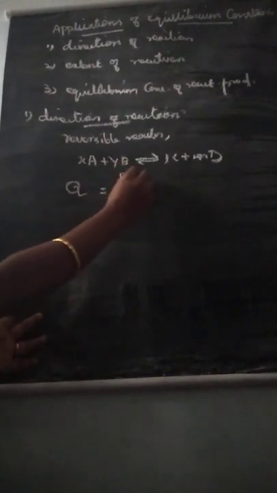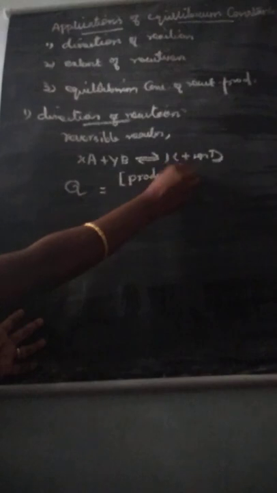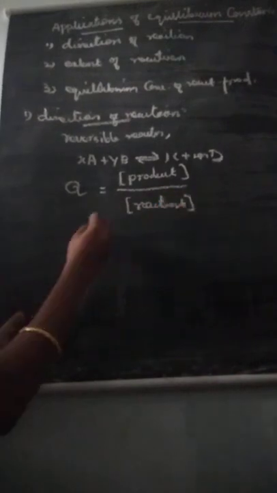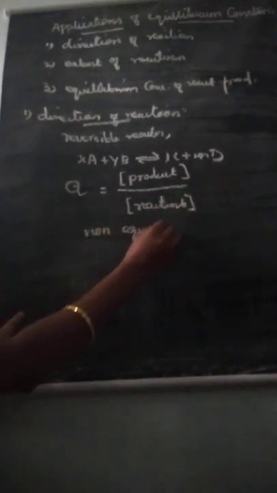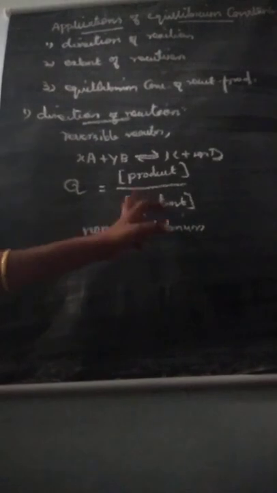For the above reaction, under non-equilibrium conditions, we define the reaction quotient Q. Q is defined as the ratio of the active mass of product to the active mass of reactant under non-equilibrium conditions.